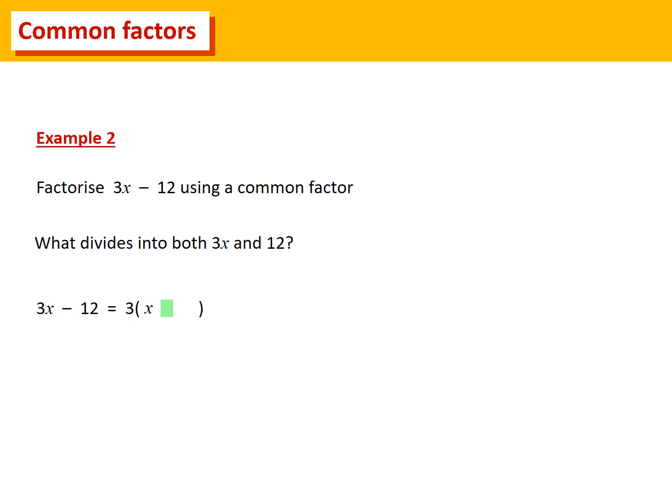What's the sign in the bracket? Well, we look at the expression. It's a subtraction. So in the bracket, it's a subtraction. Then we ask ourselves that 3 times something has to give me 12. So 3 times what gives me 12? And the answer to that is 3 times 4 gives me 12. So 3x subtract 12 can be written as 3 lots of x subtract 4.